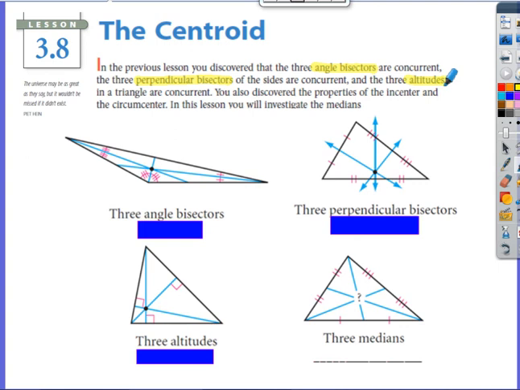Now what I want you to do is to write that. Angle bisectors, below that, perpendicular bisectors, below that, altitudes. And I want you to pause this video and write what you think the point of concurrency in those are. The point of intersection of 3 angle bisectors, name that. The point of intersection of 3 perpendicular bisectors, name that. And the point of 3 altitudes, name that.